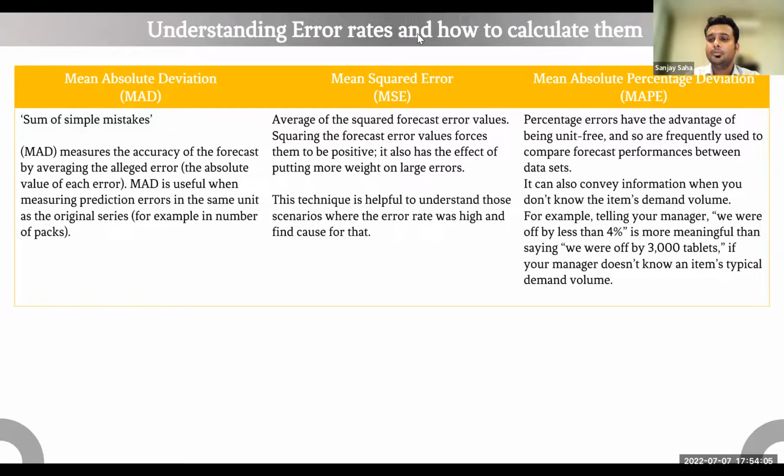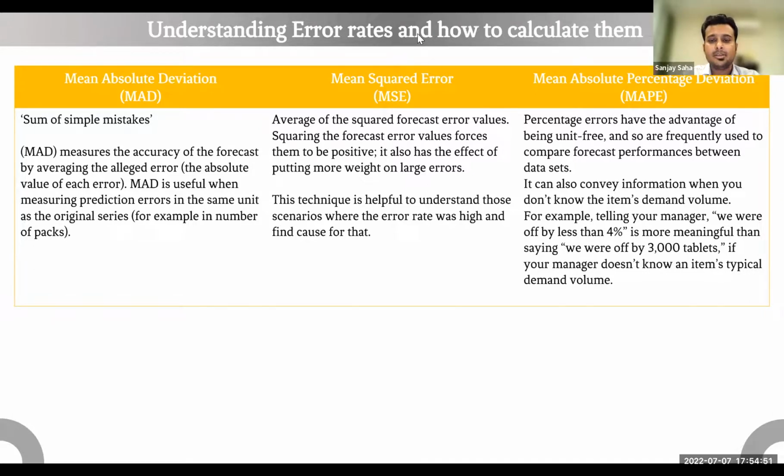And then finally, we have the mean absolute percentage deviation. It simply means to depict the error in percentage, because sometimes some people may not understand your absolute error rates. So for example, if you see what's written on the screen, telling your manager we were off by less than 4% is more meaningful than saying we were off by 3,000 tablets, because the manager may not know the overall volume that is being ordered. But 4%, people can understand that, okay, 4% is less or 4% is more, or whatever that is. So to show it in percentage is slightly easier to understand.